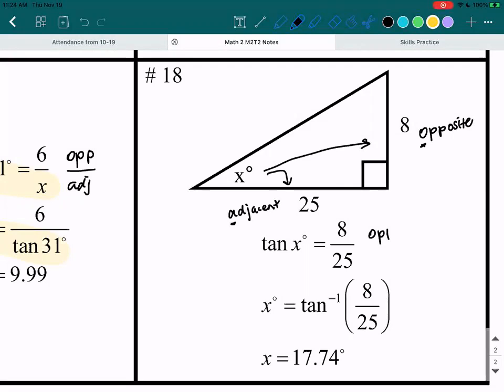So tangent is equal to opposite over adjacent, and you can see we put it together. Tangent of x degrees is equal to 8 over 25. You enter it on the calculator with the tangent inverse button. Tangent inverse of 8 over 25 will give you x. The calculator tells us 17.74 degrees. So our answer is 17.74. Are there any questions? Okie dokie. So I'm going to end the notes here and then let's do some Delta Math examples.